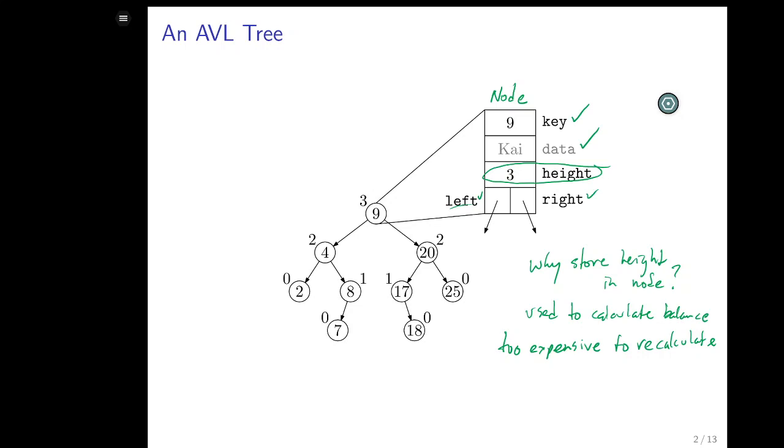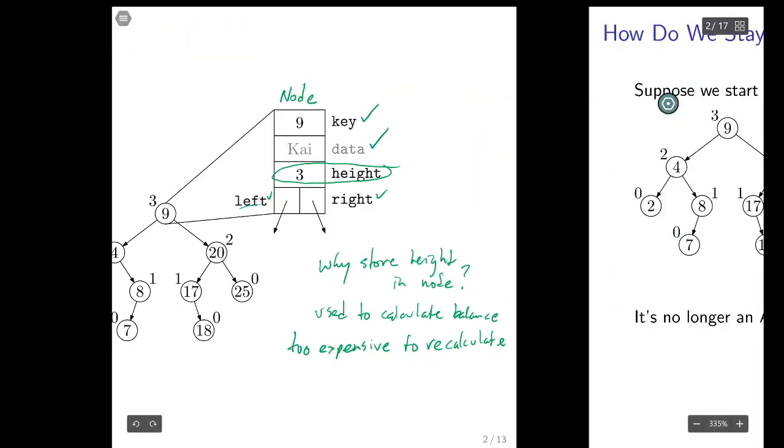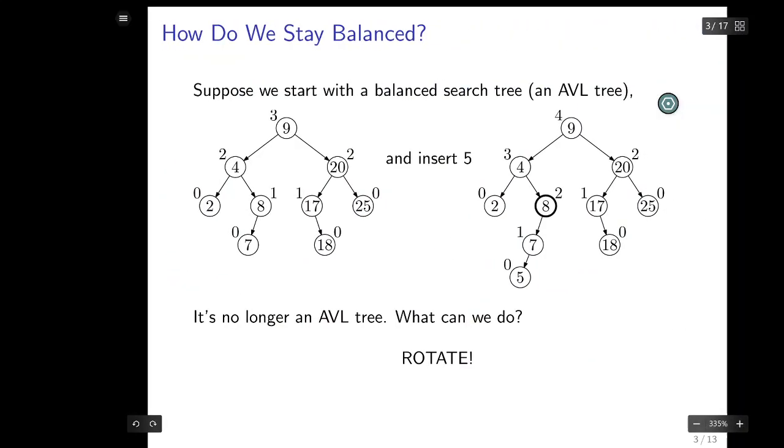But each of those operations, the goal is to maintain the AVL tree properties. So we don't necessarily need to convert a general, generic binary search tree into an AVL tree. What we have to do is maintain balance over the operations insertion, deletion, and find. So that's what we're going to do. We're going to try to stay balanced.